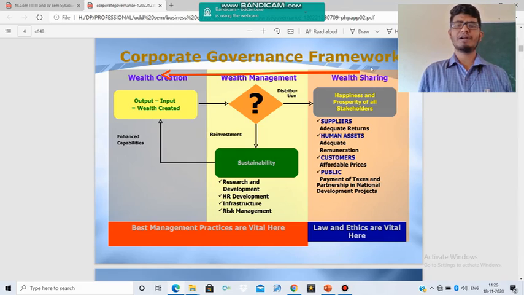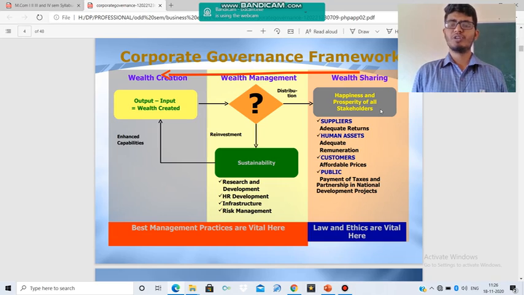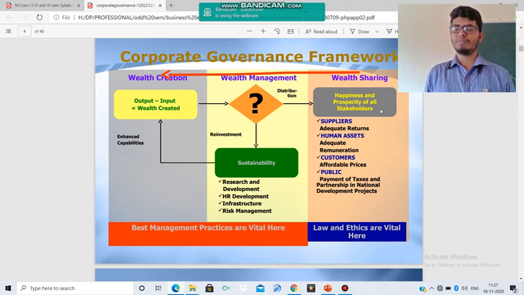and some part should be shared with its stakeholders. The stakeholders are the suppliers, human assets, customers, public, etc. What do suppliers need? They need adequate return. Human resources need adequate remuneration, customers need affordable prices, and the public expects payment of taxes and partnership in national development projects. So this is the corporate governance framework.